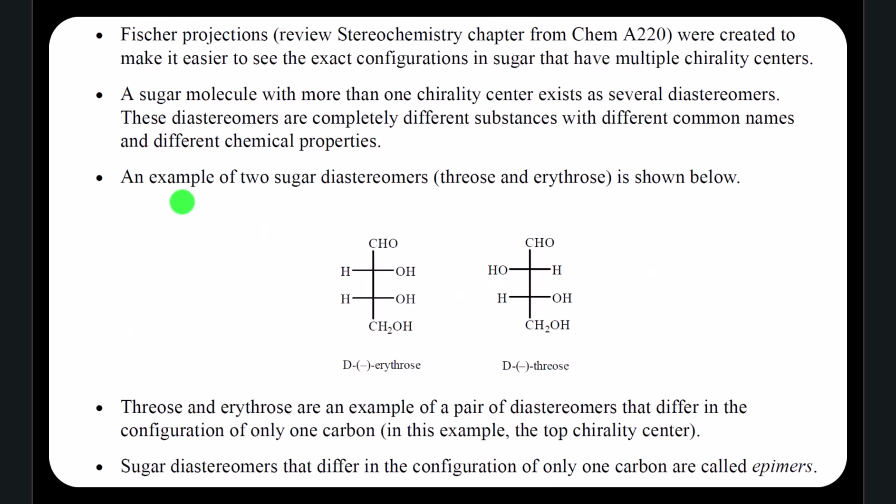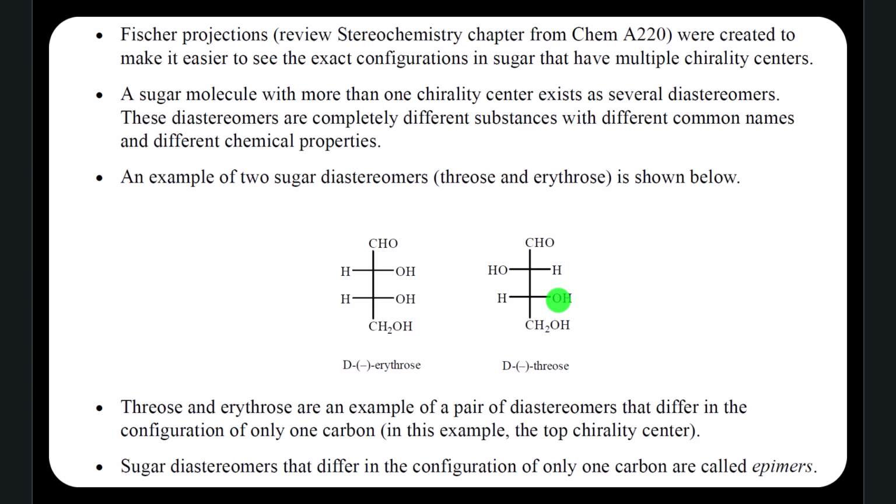An example of sugar diastereomers are shown below. These diastereomers are called threose and erythrose, and they are the diastereomers of the two 4-carbon aldose sugars that exist. We can see that in erythrose, on the Fischer projection, the two hydroxyl groups are both on the same side of the Fischer projection, whereas in threose, the hydroxyl groups are on opposite sides of the Fischer projection.